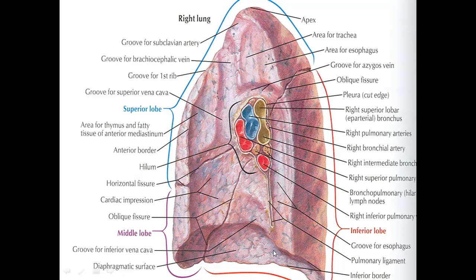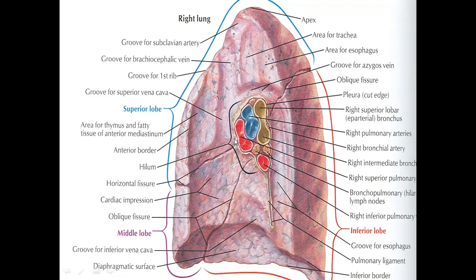So basically, there are three borders for each lung, right? And accordingly, you get three surfaces also. One is the posterior surface, which is convex. This is the mediastinal surface. And this is the inferior surface, the diaphragmatic surface. Right? And this is the root of the lung.